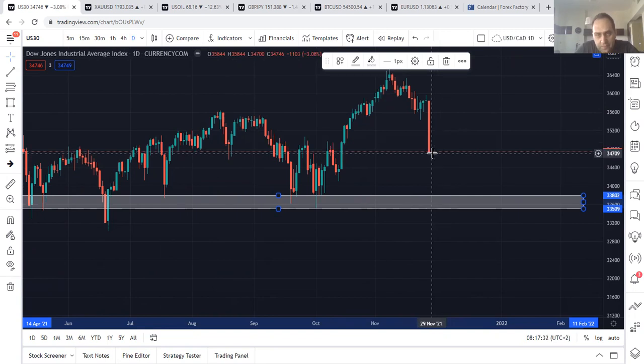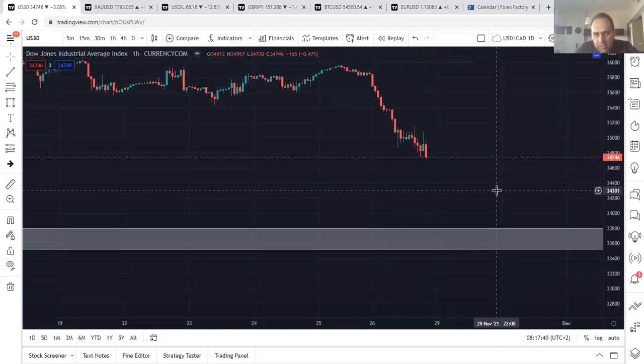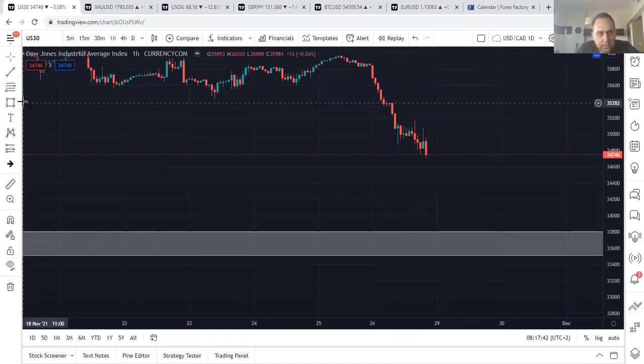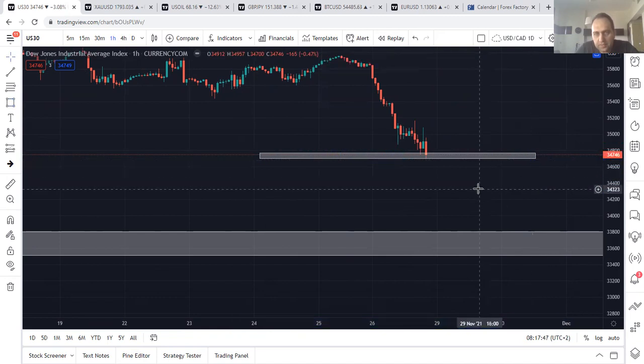So I prefer, let's go to the 1 hour. Let's go to the hourly, because it has a drop now and it could drop even more. It's a very bearish sign. This is a rejection. Wow.